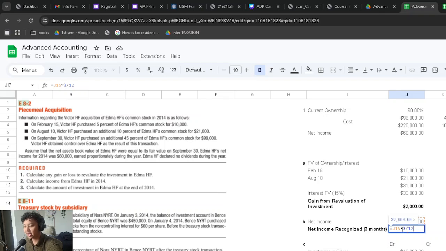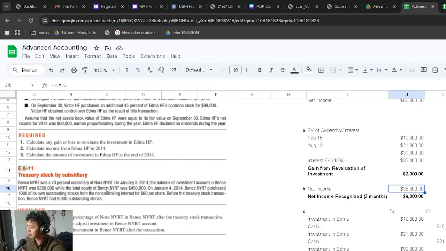But then what I also did is I multiplied the results by 3 over 12, because they gained ownership in September. They didn't gain ownership of the company from February or August. So they gained the ownership in September, so they can recognize income from September. That makes sense, right? So from September we have October, November, December. That's 3 months. So I only recognize 3 months from the 36 that we have here. So that's the answer. And number 3 is to calculate the amount of investment.